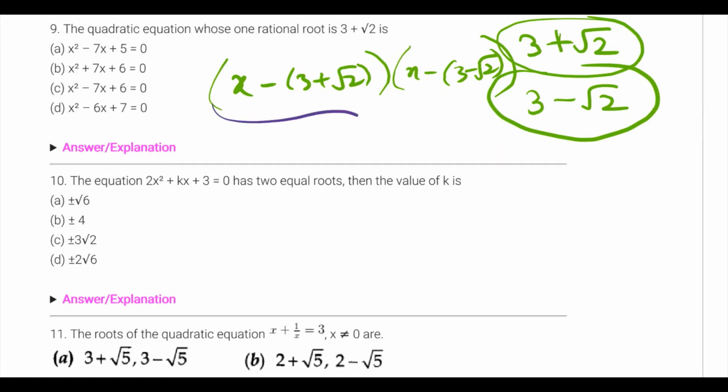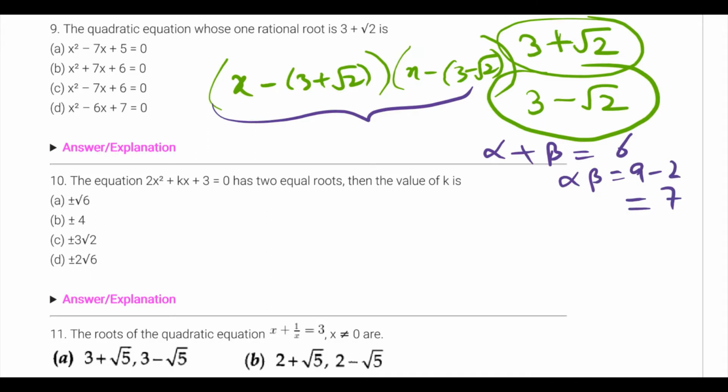But there is no need of solving this. We can simply say that alpha + beta = 6 and alpha × beta = 9 - 2, which equals 7. So from the given options, we need to get alpha + beta = 6. So option D gives the correct answer. Alpha + beta = -(-6) and alpha × beta = 7.